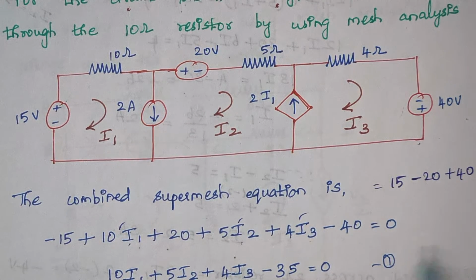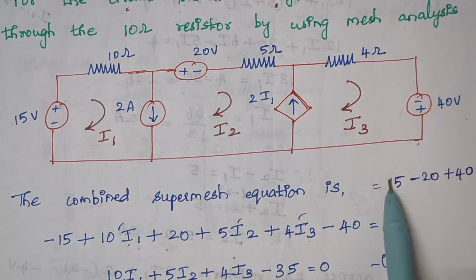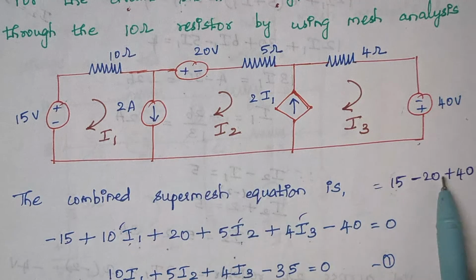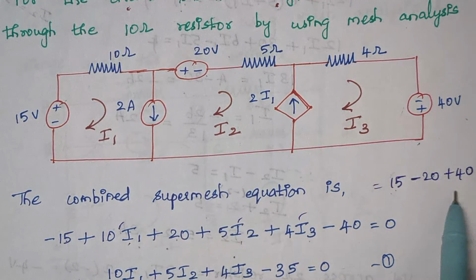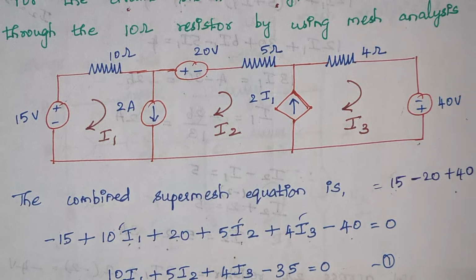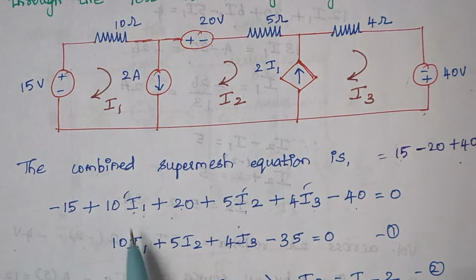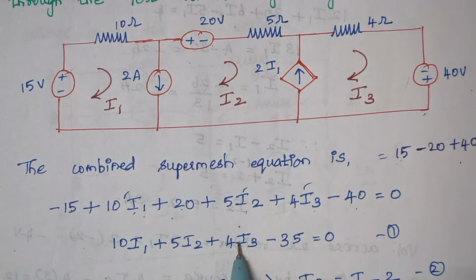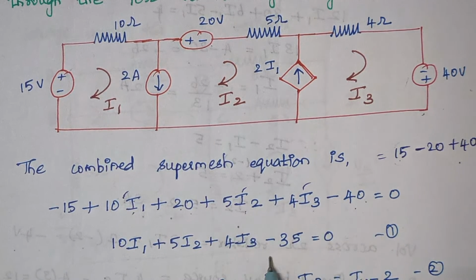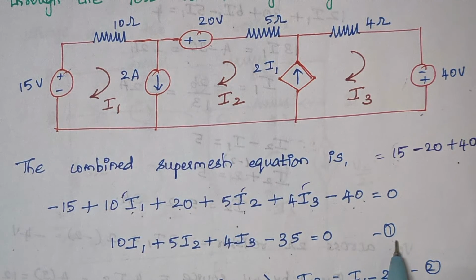Rather than writing these terms on the right hand side, I have written everything on the left hand side. So this 15 becomes minus 15, minus 20 becomes plus 20, and plus 40 becomes minus 40. Am I making it clear? The next thing is we are simplifying. 10I1 plus 5I2 plus 4I3, and minus 15 plus 20 minus 40 gives minus 35, equal to 0. Let this be equation number 1.